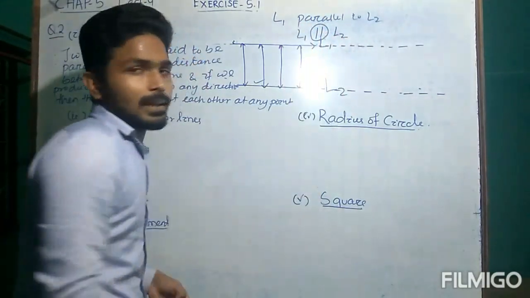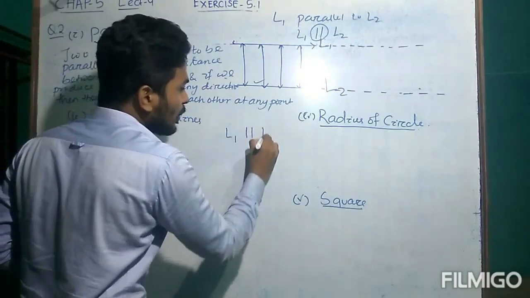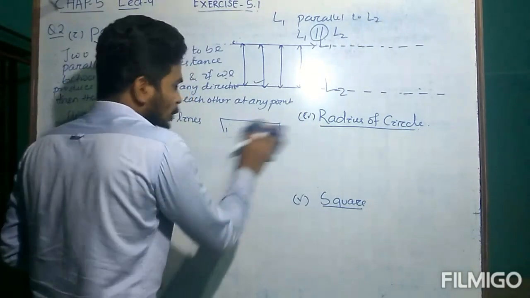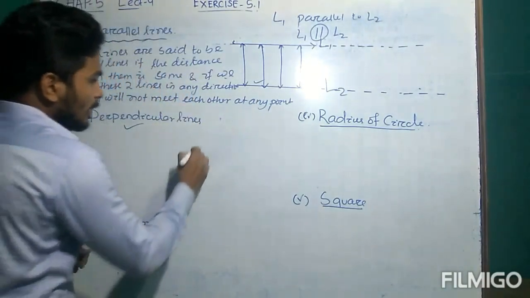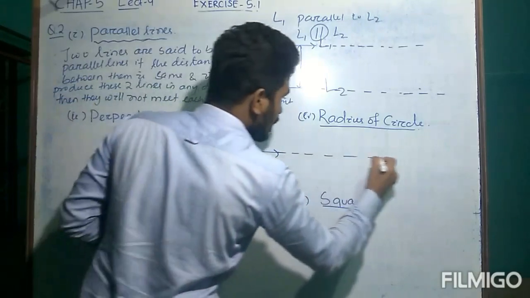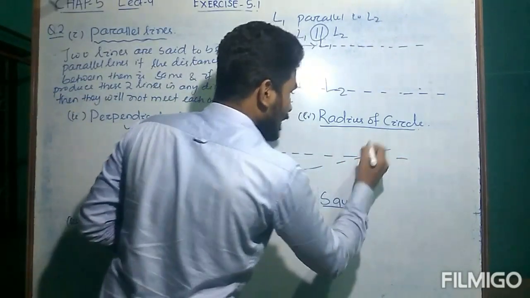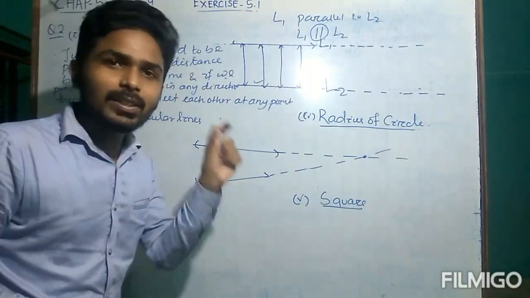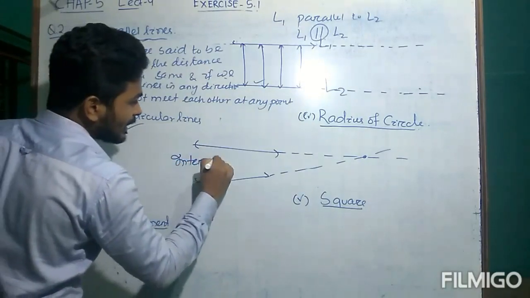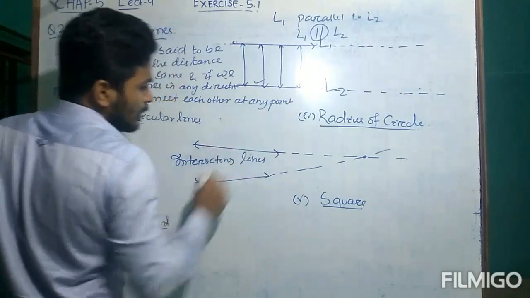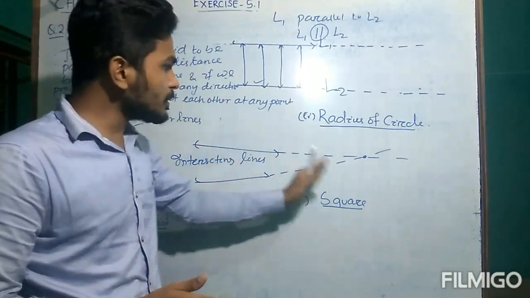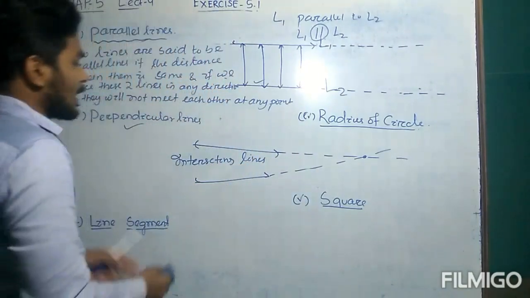This is the symbol of parallel. See, L1 parallel to L2. Parallel lines means they will never meet each other. But suppose they meet each other. Suppose two lines, if they are produced in one direction, then they will meet each other. Then this type of lines are known as intersecting lines. If you want, then you can note down. If two lines intersect or meet each other after producing, then these two lines are known as intersecting lines.